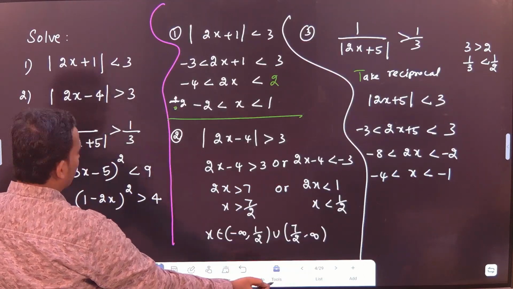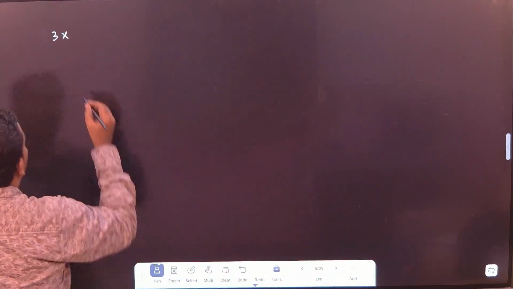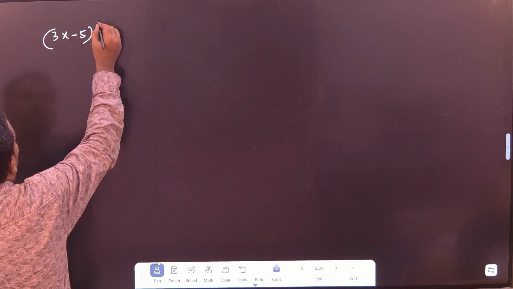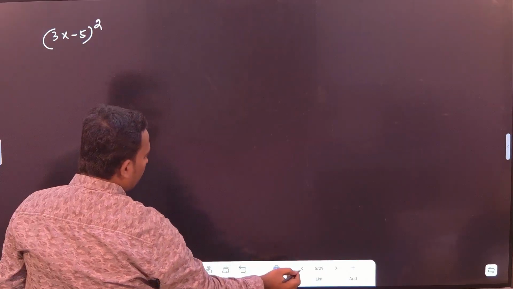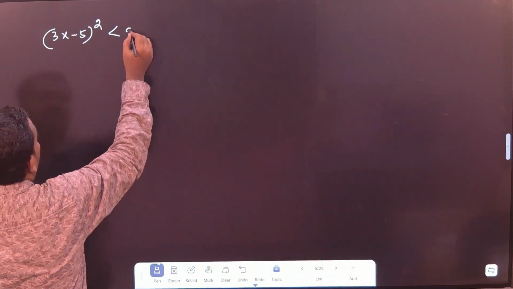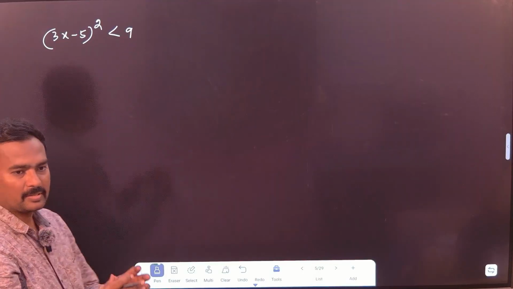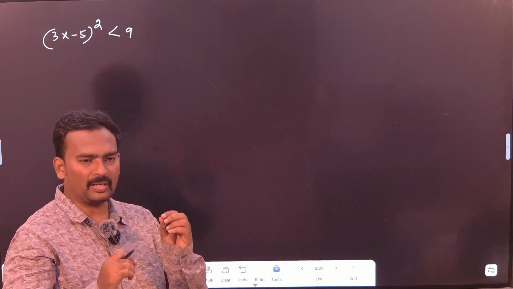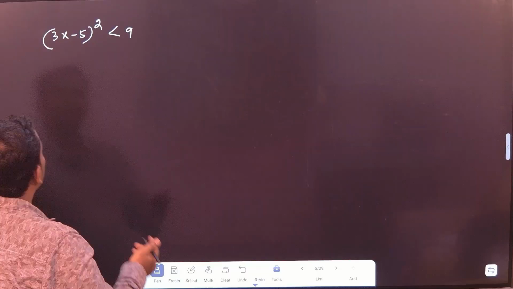3x minus 5 whole square is strictly less than 9, right? Less than 9. What can you do? The same idea. Square is there, so you can take the square root on both sides, right?